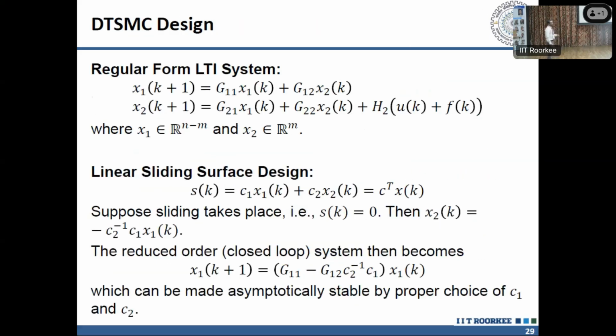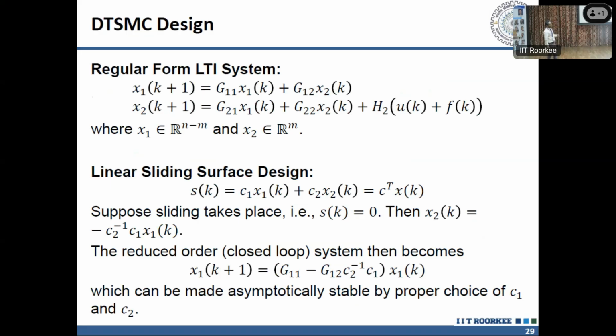So the design part is very similar. We can have a regular form, and we can design some linear sliding surface. So this is for an LTI system, and the idea is that you have to make the reduced order system. So for the linear time-invariant system, we can design this coefficient in such a way that this matrix has all its eigenvalues within the unit circle. So this reduced order system will be stable.